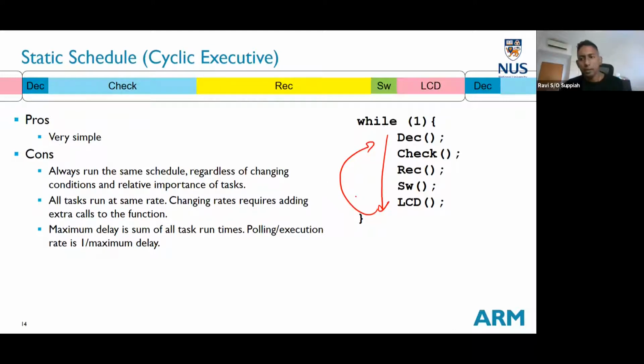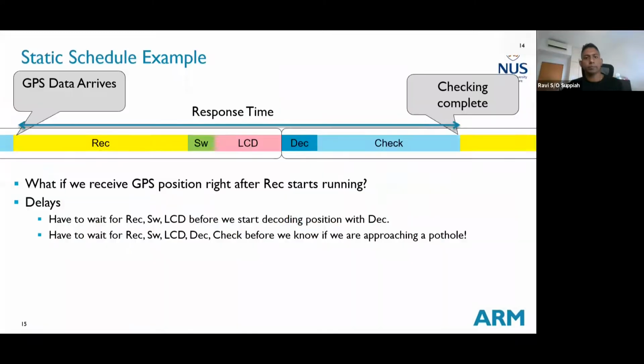The challenge with this is the tasks will run at the same rate, correct? Because when I run a particular function like decode, the amount of time I take to run it the next time is always the same because I need to finish up everything and then I go back. So the maximum delay is the sum of all task runtimes. There's no way one of these functions will preempt another function. You always have to wait the same time to execute one more cycle of it. Now, that itself gives you the challenge.